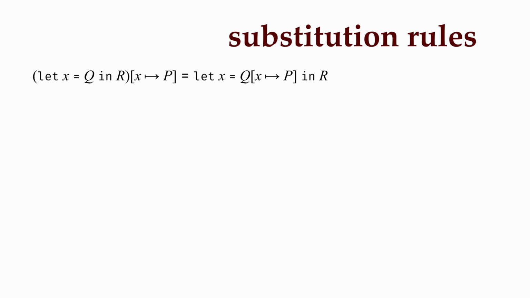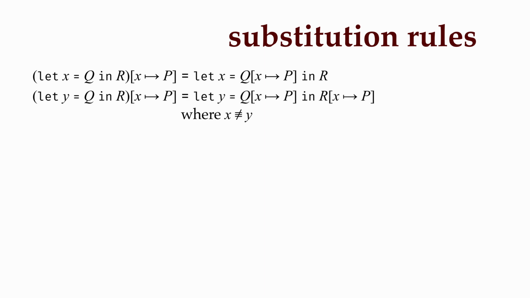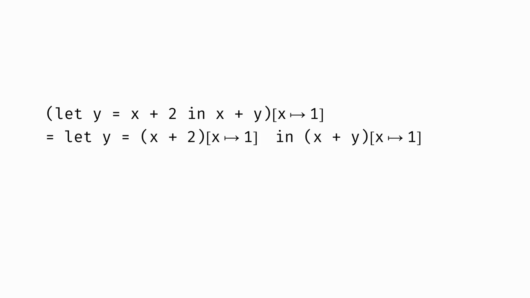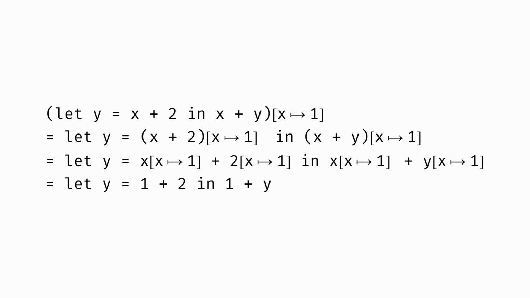What if we had a let expression let y equal q in R, and we wanted to substitute occurrences of x with p? Now the variables are different. The let expression is binding the variable y, but we're substituting the variable x. Since x isn't getting bound by this let expression, we can substitute x in both q and in R. All of the occurrences of x are free. For example, if we had the expression let y equal x plus 2 in x plus y, and we wanted to substitute x with 1, we would do that in both the definition and the body of the let expression, and we would get the expression let y equal 1 plus 2 in 1 plus y.